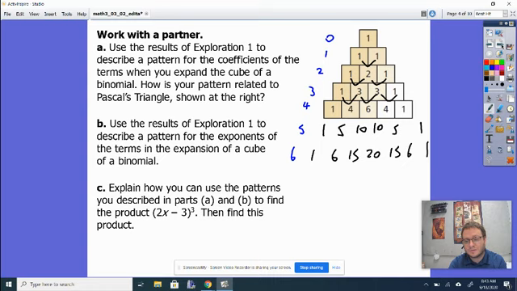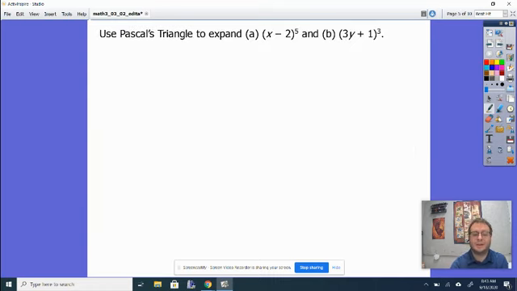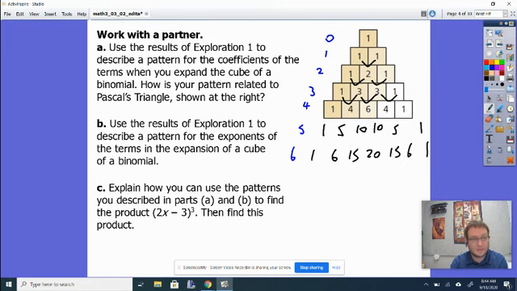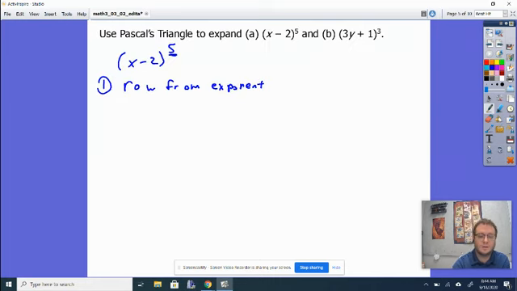So how do we use this? Well, we're going to start with x minus 2 to the 5th power. Okay, first step, you want to figure out which row you want, okay? The row is always going to come from the exponent. So going back, my fifth row is 1, 5, 10, 10, 5, 1.